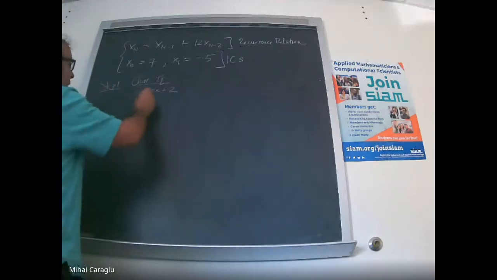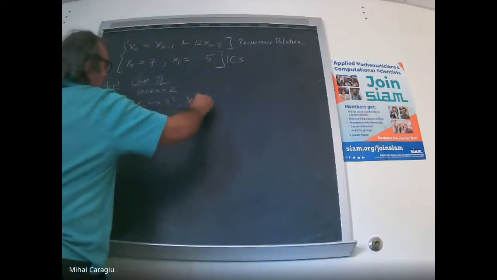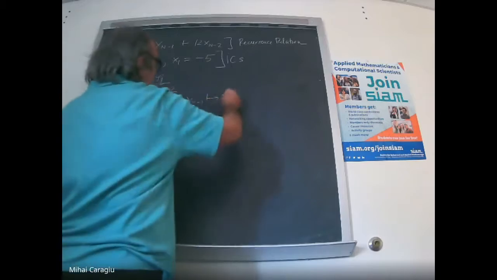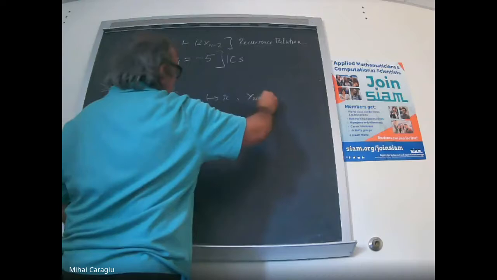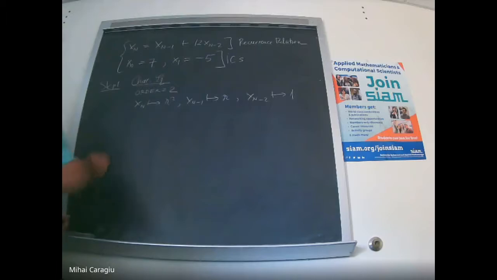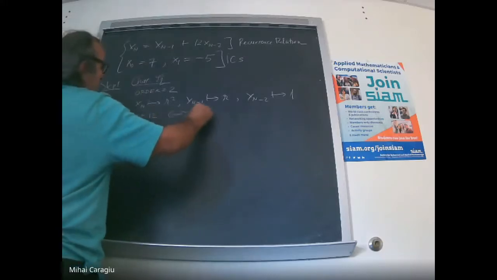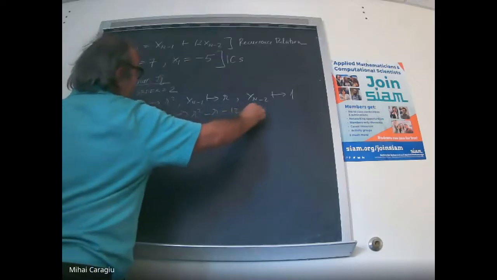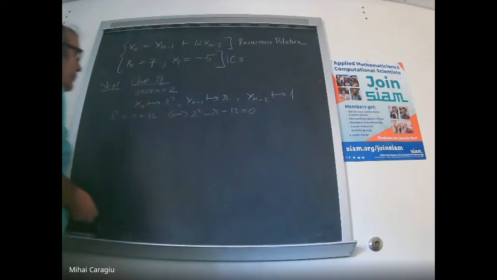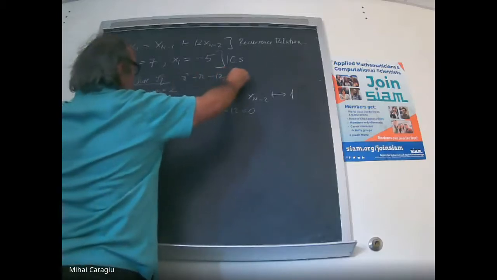Then if the order is 2, xn will be substituted by r squared. Xn minus 1 will be substituted with r to the power 1, which is r, and xn minus 2 will be replaced by r to the power 0, which is 1. So the characteristic equation will be r squared equals r plus 12, or r squared minus r minus 12 equals 0. Okay, so let's write down the outcome of step 1. Characteristic equation is r squared minus r minus 12 equals 0.